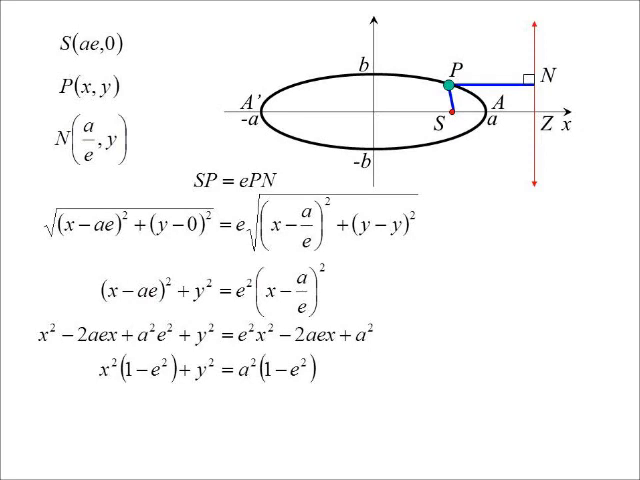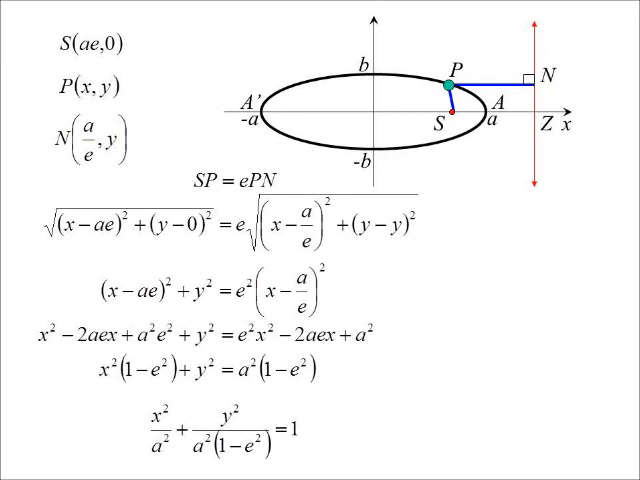So I'm grouping the x squareds together, the y squareds together, and everything else I'm putting on the right hand side. So we end up with x squared times 1 minus e squared plus y squared is a squared (1 minus e squared). So if I divide everything by a squared (1 minus e squared), so I've just got 1 on the right hand side, we come up with this lovely expression, x squared on a squared plus y squared on a squared (1 minus e squared) is equal to 1.